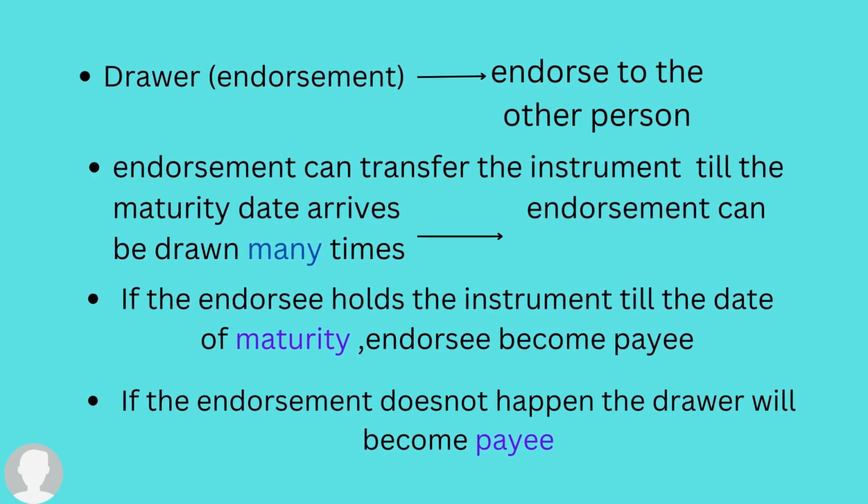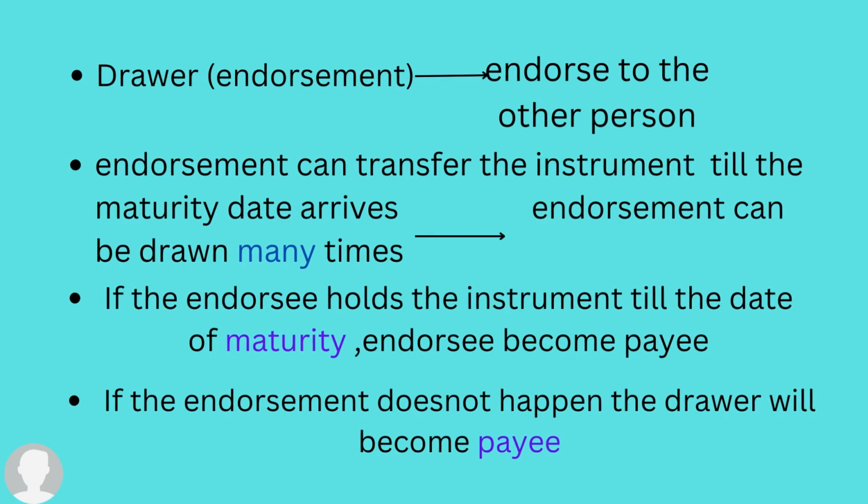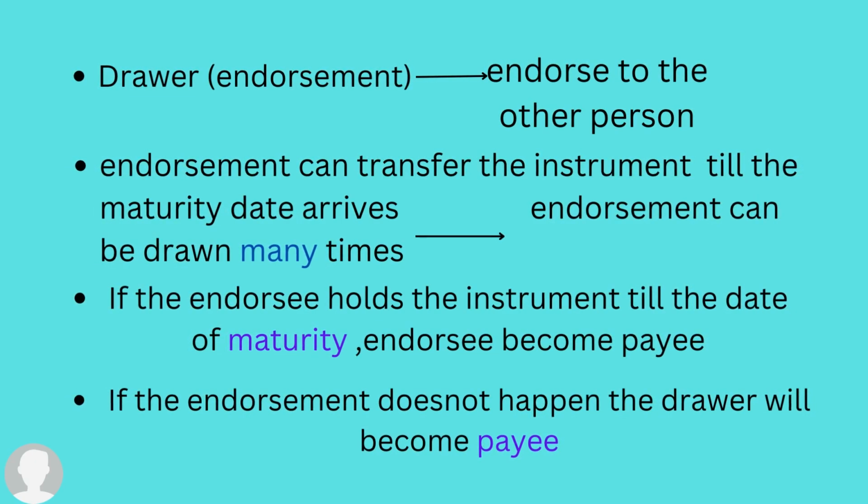Here, drawer endorsement. Endorse means transferring to another person in his name. Like, I order to pay a sum of amount in his name and he signs. If the endorsee holds the instrument till the date of maturity, the endorsee becomes the payee. And here, the endorsee can transfer the instrument until the maturity date arrives. It can be transferred many times. At last, the one who holds the instrument or bill is called the payee.